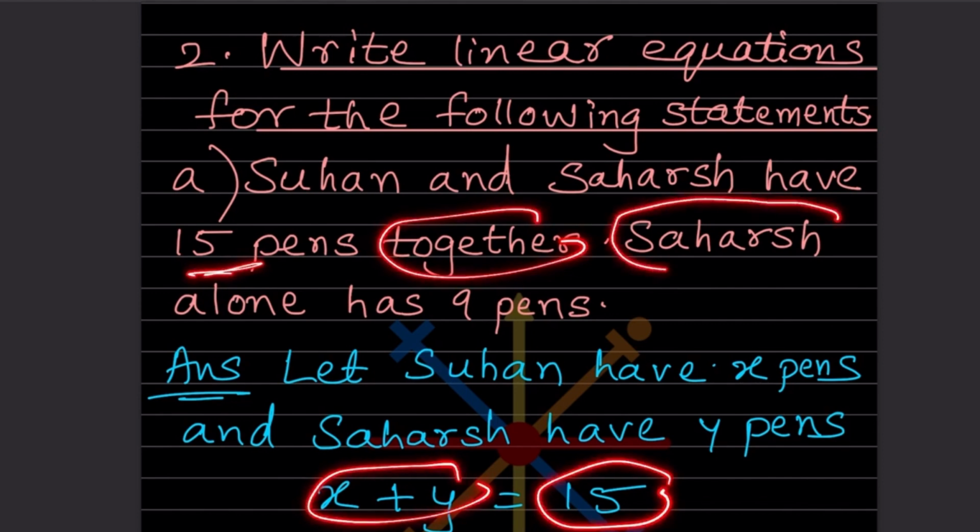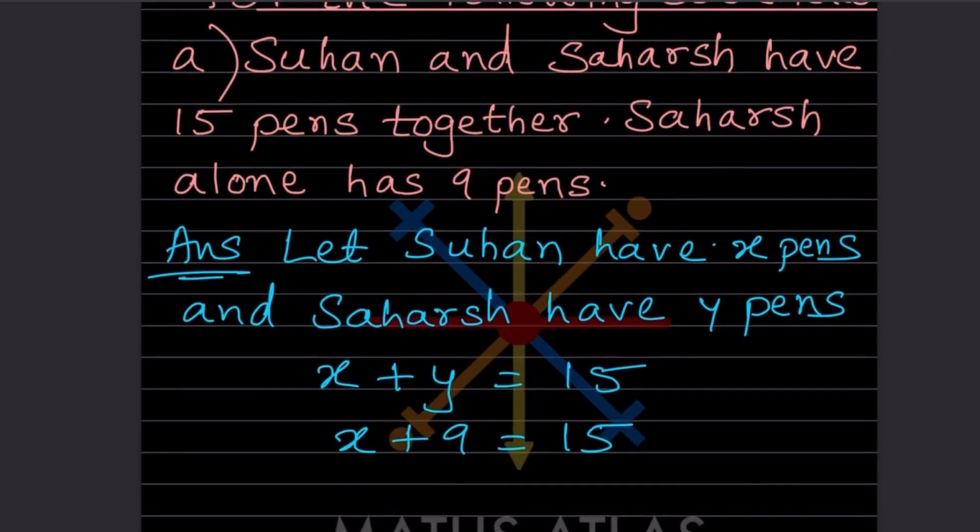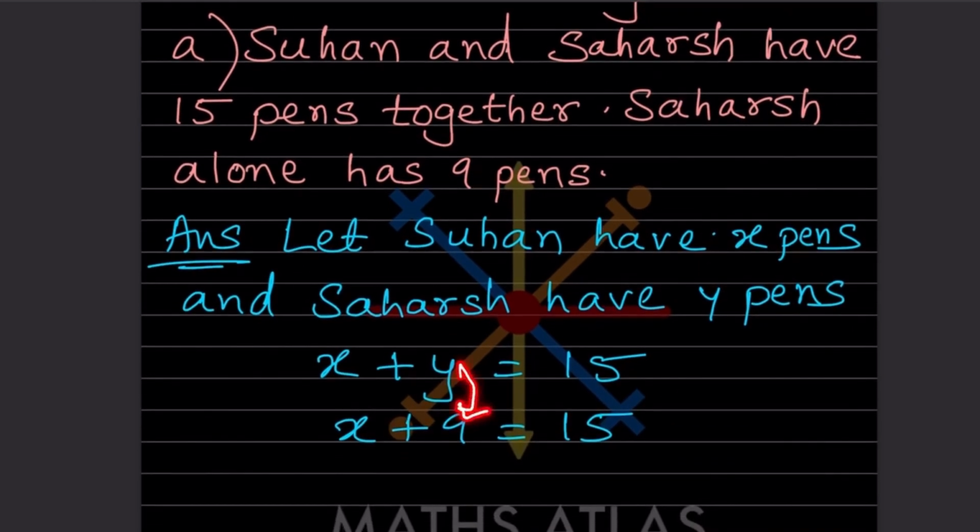And then Suraj alone has 9 pens. So we have considered this as y, correct? So in place of this y, we will write here 9. So x plus 9 is equal to 15. So only the equation they have asked, not to solve. If they ask for solving, it means you will get the value of x.